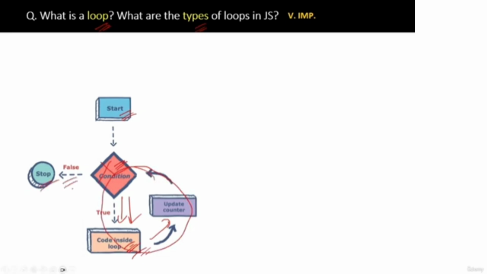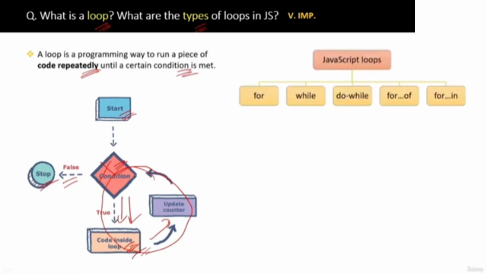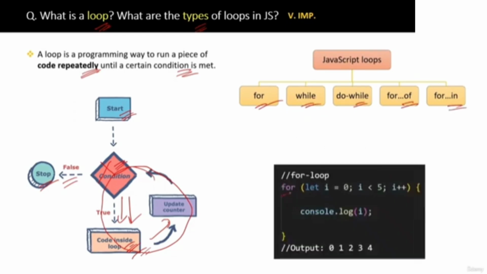Simple. Definition is, a loop is a programming way to run a piece of code repeatedly until a certain condition is met. In JavaScript, we have 4 or 5 types of loops: for, while, do while, for of, and for in loop. Here is the simplest for loop code example.